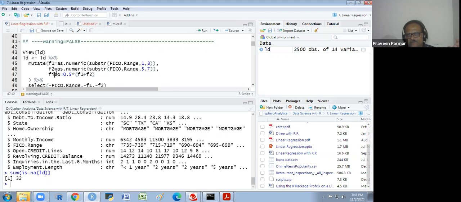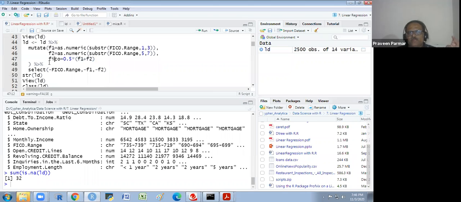Got it? Then what we are doing, we are again using the pipe2 function, and we are removing the original FICO.range column. In the select, we are using the minus sign. It means we are deselecting it. We are removing it from our data set. F1 we have worked here. We have used these F1 and F2 both, so they are worthless for us now in the further analysis. We remove these both also. Does that make sense to everyone?